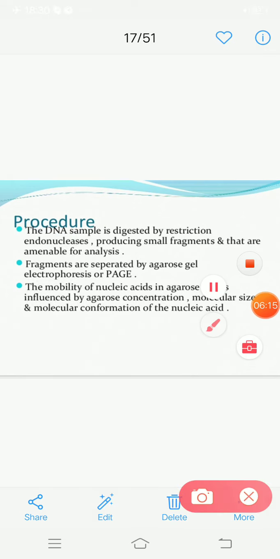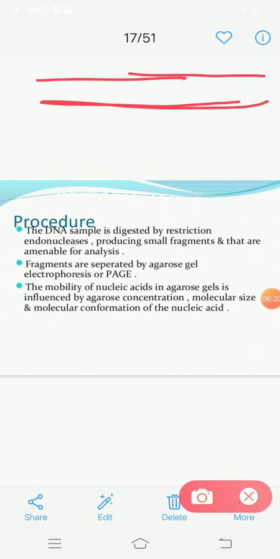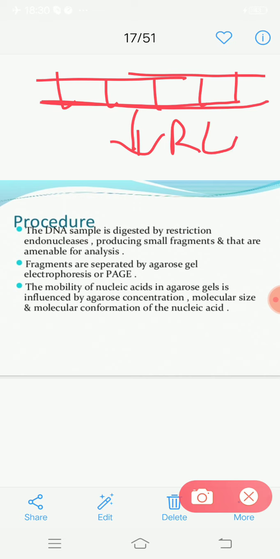Yes, means what? This is your long DNA molecule. Fine. Then what you have to do? First step, you have to do digestion with the different types of restriction enzymes. Okay, after digestion what happened? The small fragments of the DNA are produced, which is easy for the analysis.